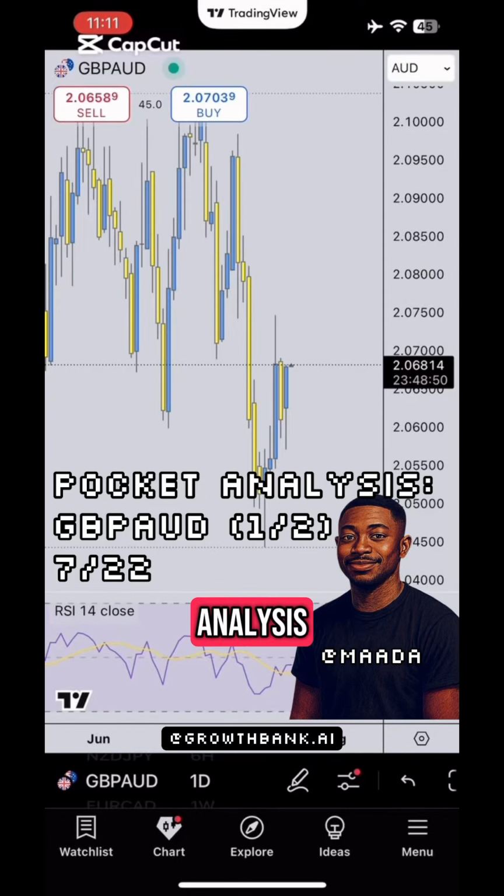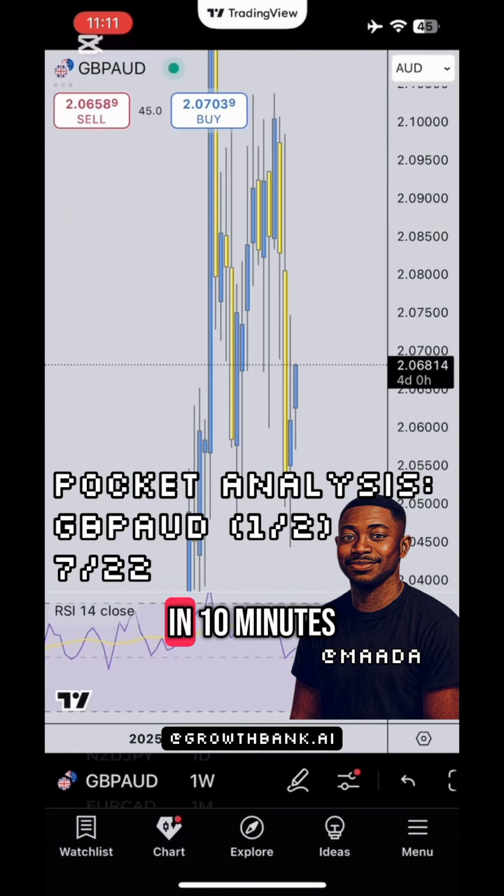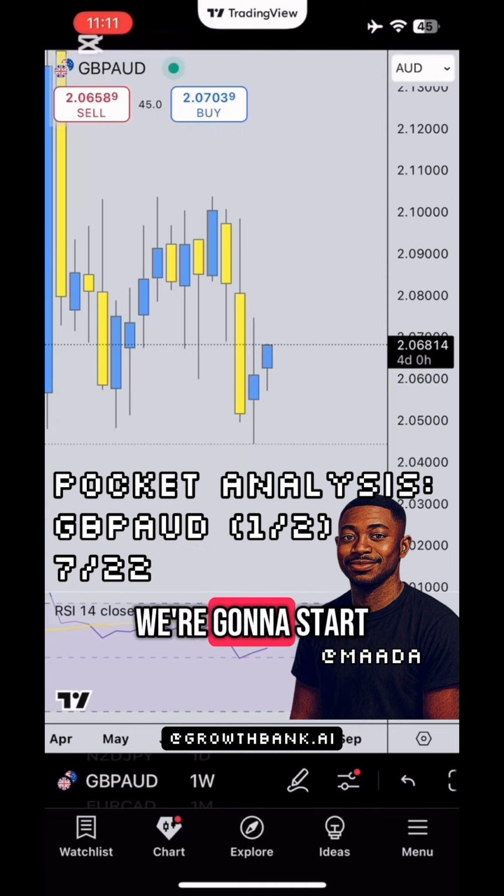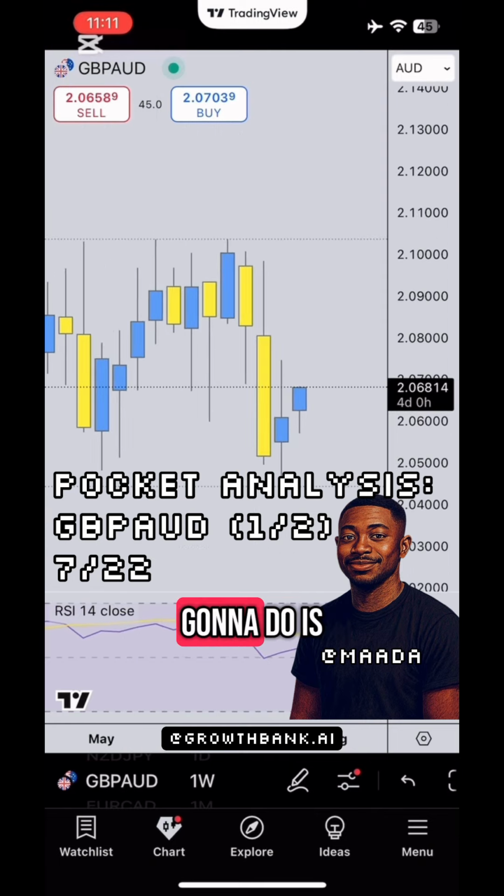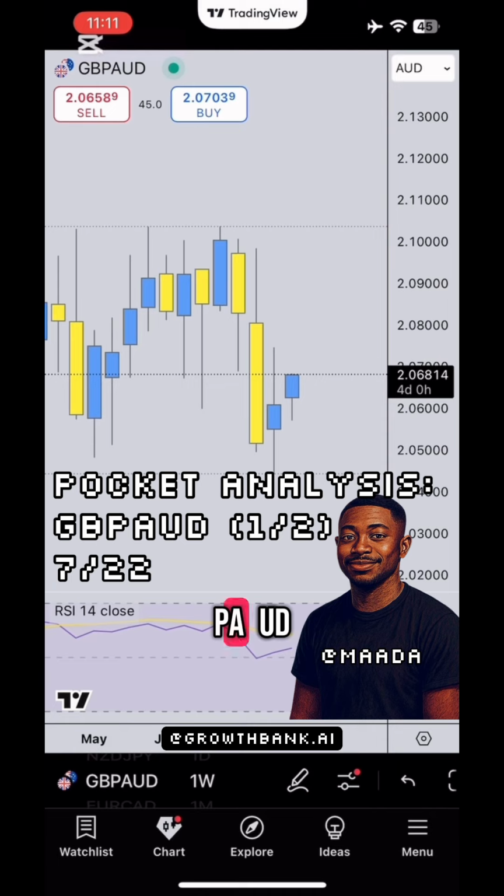Welcome to Pocket Analysis, where we're going to do an analysis of a chart in 10 minutes or less. Okay, so today we're going to start with GBPAUD. So the first thing that we're going to do is look at GBPAUD on the weekly.